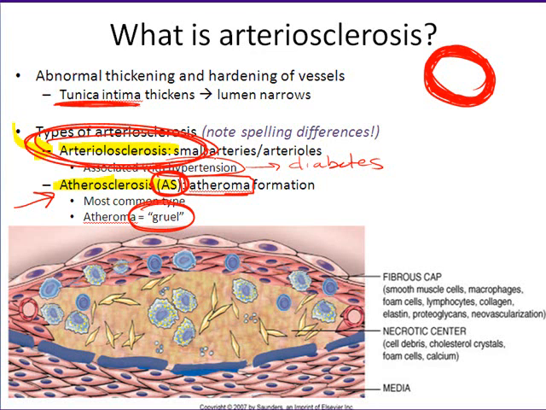Next up, we're going to talk about ischemic heart disease, which is the progression from atherosclerosis.